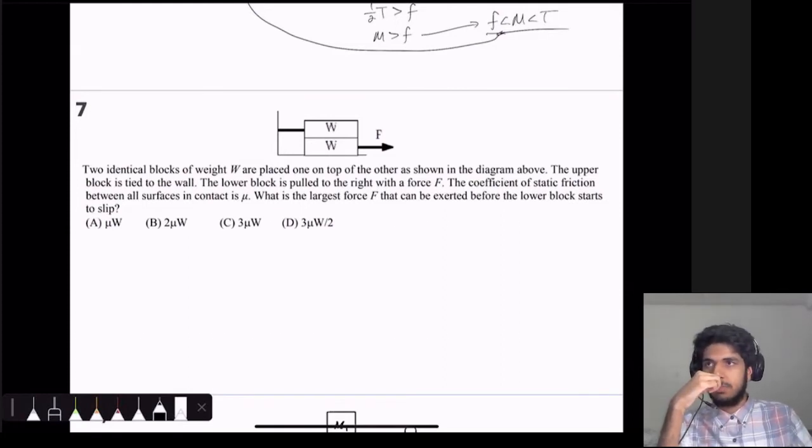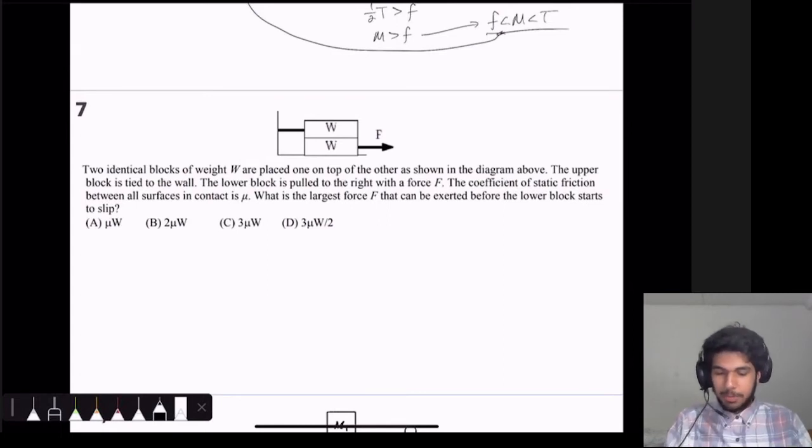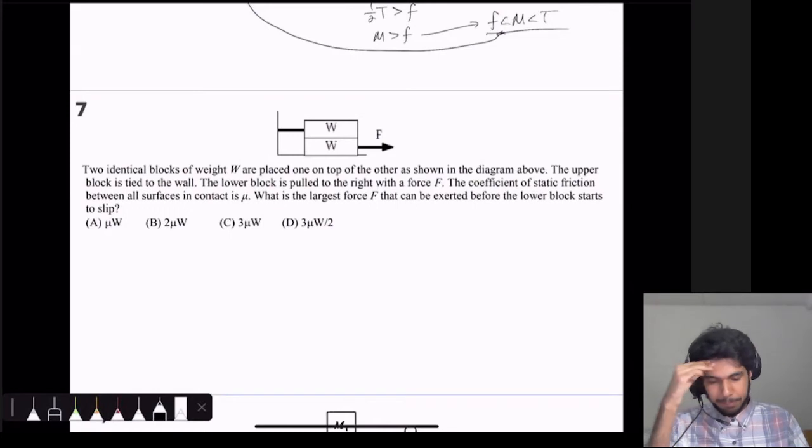So we'll get back into it just now. And let's look at this next question. Question 7. We're nearing the end.